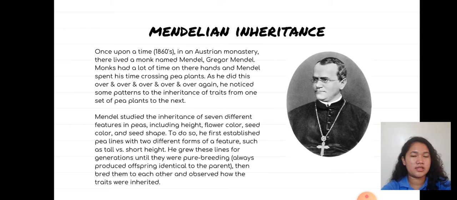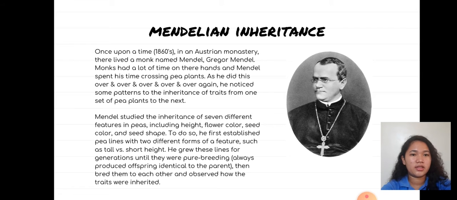Mendelian inheritance. Back in the 1860s, in an Austrian monastery, there lived a monk named Gregor Mendel. Monks had a lot of time on their hands, and Mendel spent his time crossing pea plants. As he did this over and over and over again, he noticed some patterns to the inheritance of traits from one set of pea plants to the next.